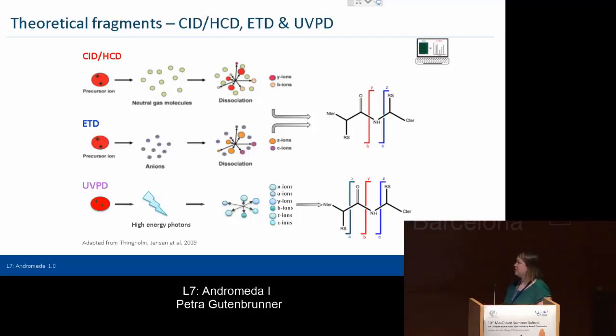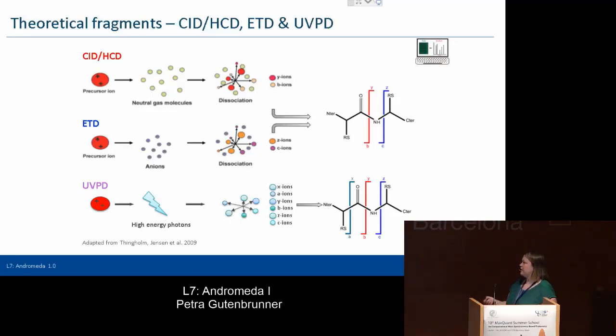So here we have CID and HCD. They are pretty similar. They offer the same ion series, which is B and Y, but the resolution is different. HCD offers a higher resolution. And how does it work? You have the peptide sequence, and you bombard it with inert gas, and then based on the kinetic energy that is transferred to the peptide, it fragments. And this is usually happening on the peptide bond.